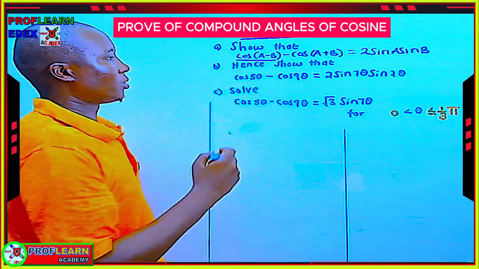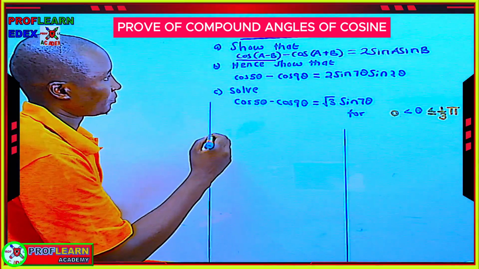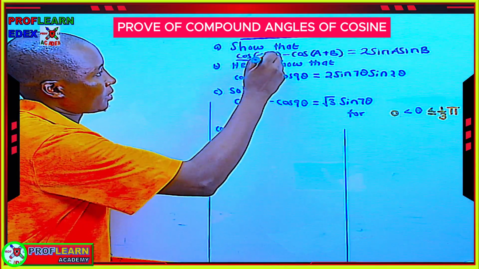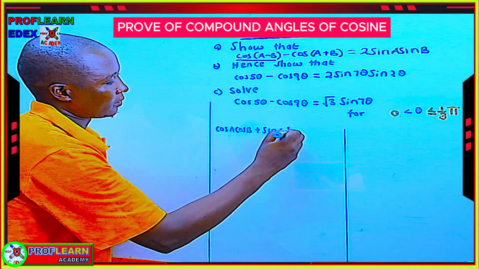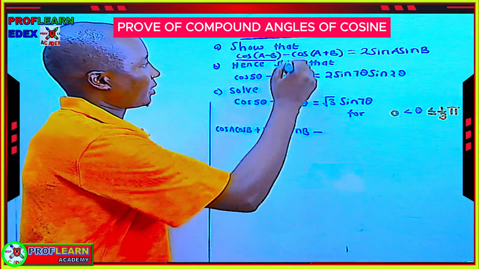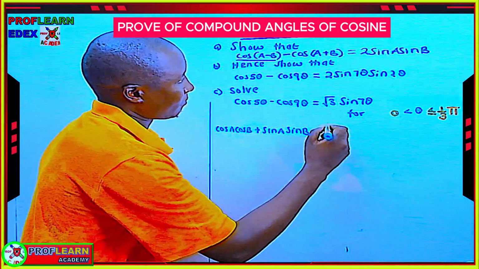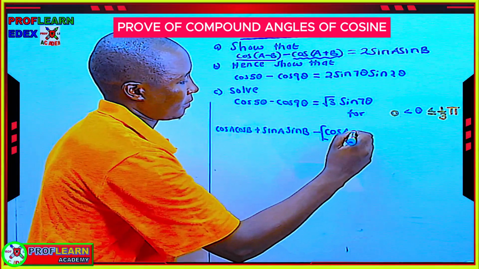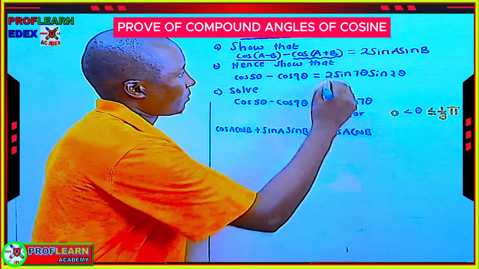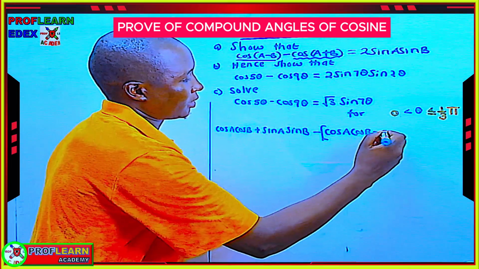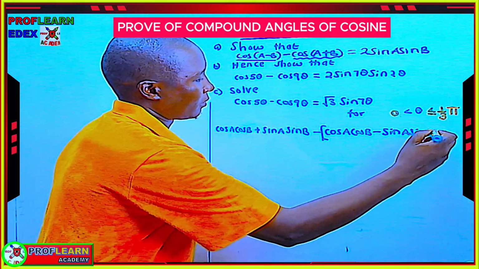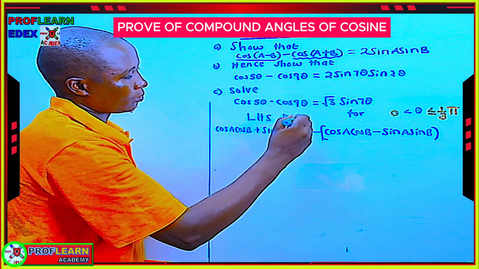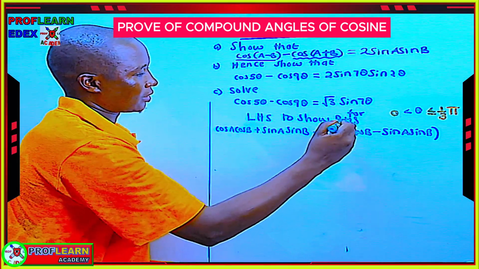This part that we have here, which is cos(A − B), can be written as cos A cos B. If this is a minus, we are going to have plus sin A sin B. The second part, because of this sign, is going to be minus, into bracket, cos A cos B. Now since we have plus here, we are going to say minus sin A sin B. In this case, we are using the left hand side to show the right hand side.